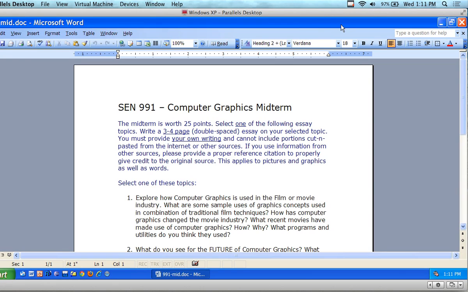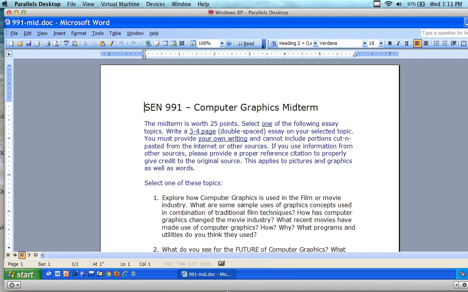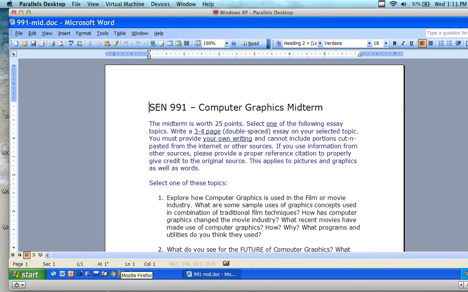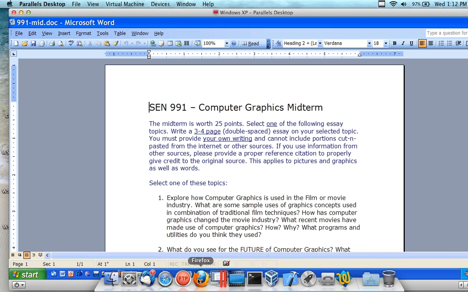Okay, so what you're looking at is the computer graphics midterm. And the midterm is due on December 14th, along with the CSLO essay, along with all of the assignments for the course. And where do you get the midterm from? Right now, it is on bhacker.com.